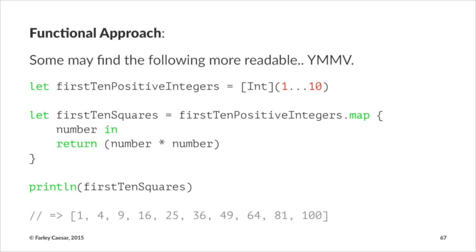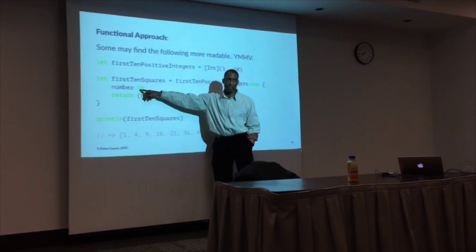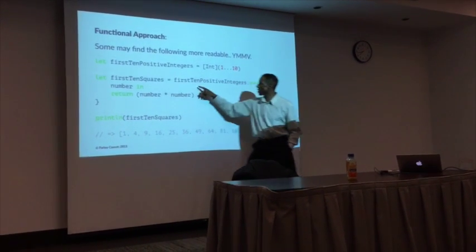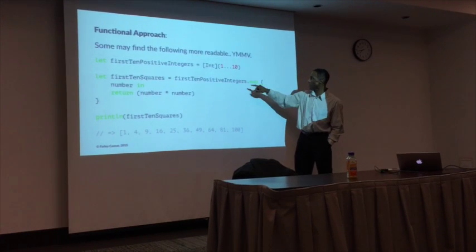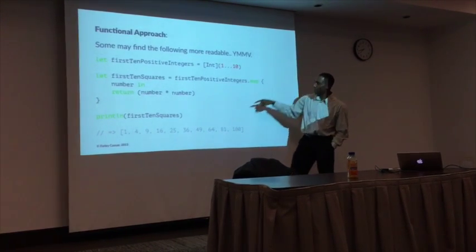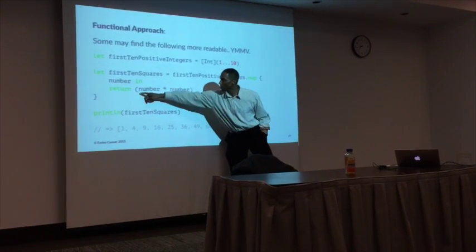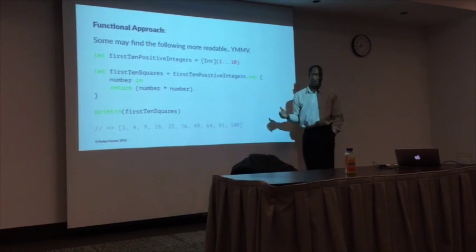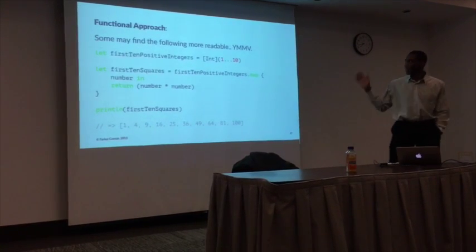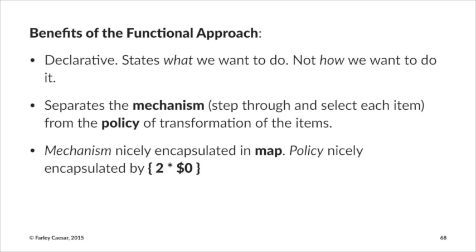And there are even other ways where you can use the shorthand syntax. So you can say first 10 squares equals first 10 positive integers dot map. Here's my closure. Number is the parameter, return number times number. However you want, it's just whatever you find most readable.